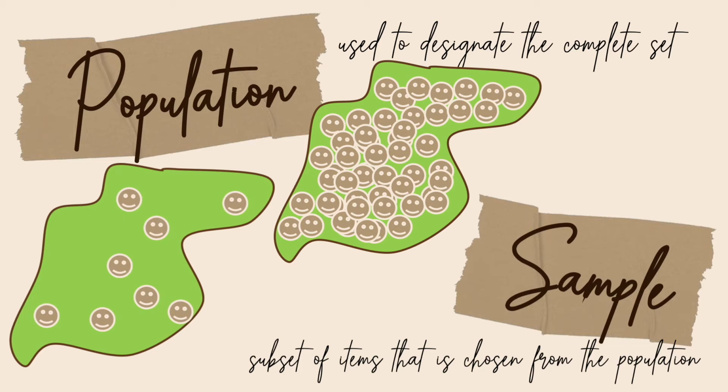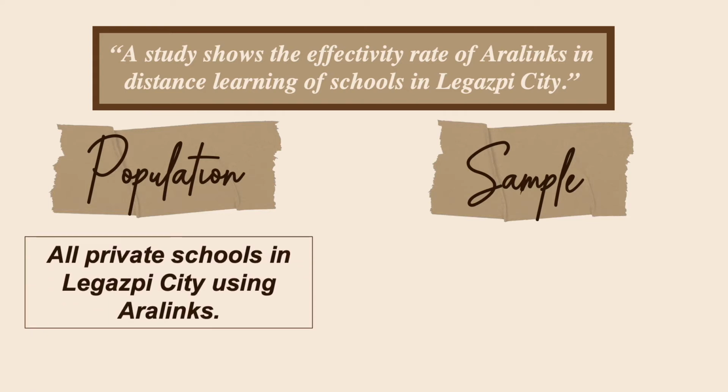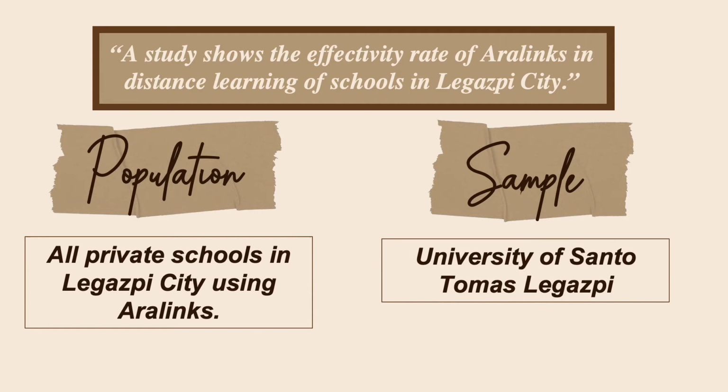Let me give you another example. I want you to identify the population and sample here. A study shows the effectivity rate of RL links in distance learning of schools in Legazpi City. So your population here would be all private schools in Legazpi City using RL links. Now your sample here can be University of Santo Tomas Legazpi because University of Santo Tomas Legazpi is a subset of your population. That is also one of the schools that uses RL links.